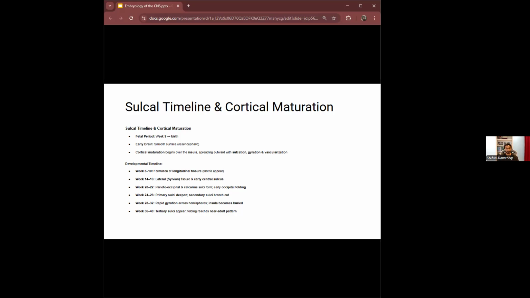Weeks 24 to 26, the primary sulci deepen and the secondary sulci branch from them, which signals a rapid increase in surface area and connectivity that the brain is undergoing. By weeks 28 to 32, the rate of gyration accelerates again dramatically. The insula at this point becomes buried beneath the overgrown frontal, parietal, and temporal lobes. The brain essentially folds in on itself within these lobes. And then finally, weeks 36 to 40, the tertiary sulci will emerge, giving the cortex its mature, highly folded appearance. Functionally, this allows a huge cortical surface area within a confined cranial volume.